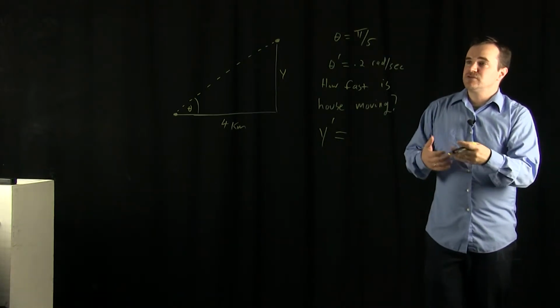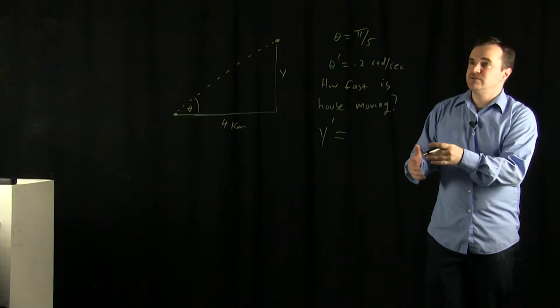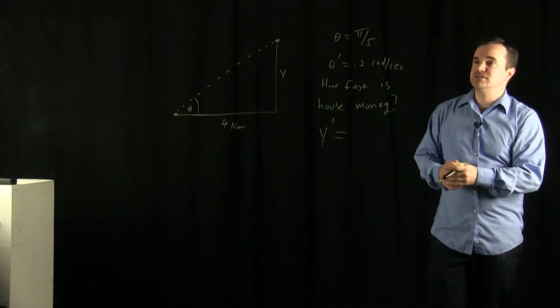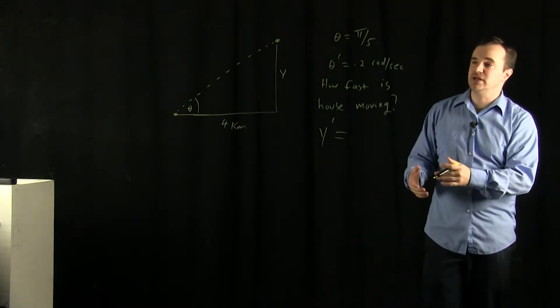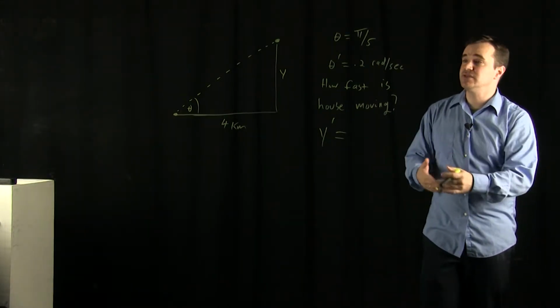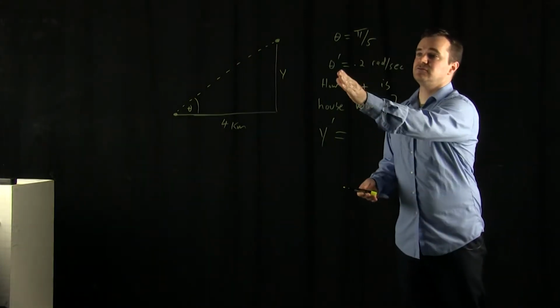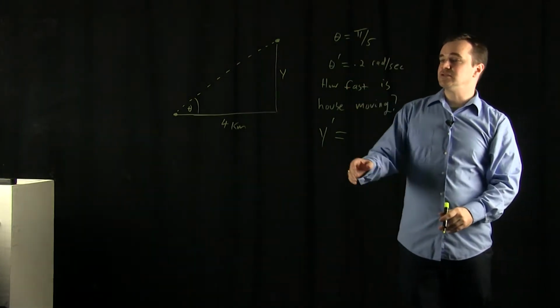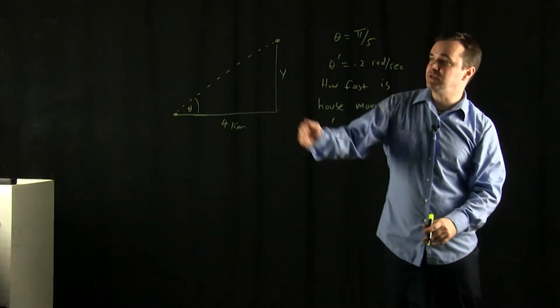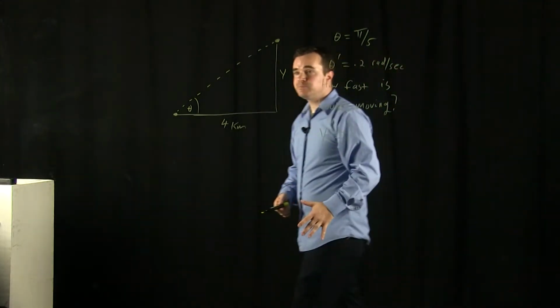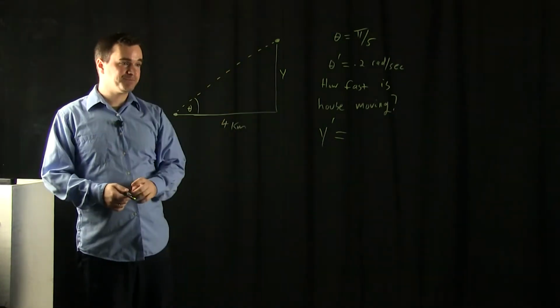The reason why these are called rates of change or related rates problems is that you're given a rate of change and you want to find a rate of change that is related to it. In this case, you're given the derivative of theta, and you want to find a related rate of change, namely y prime. How are they related? They're related by this picture.